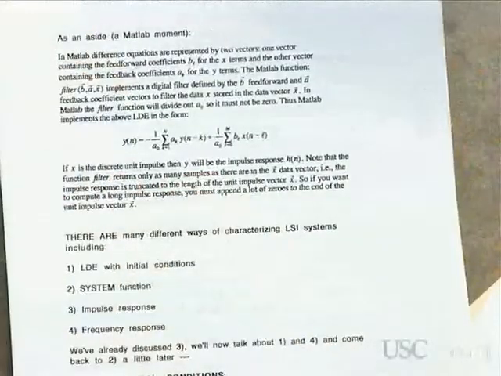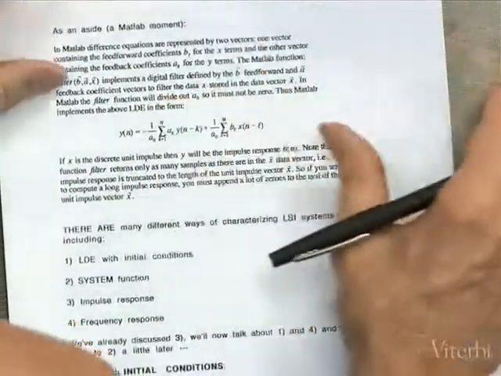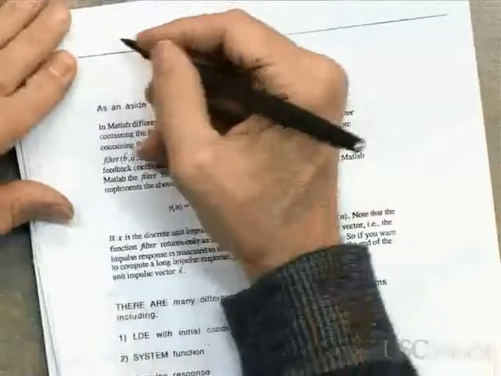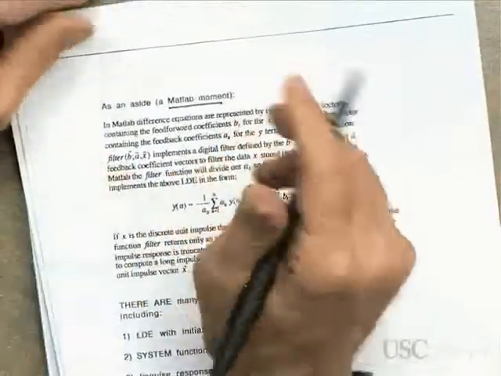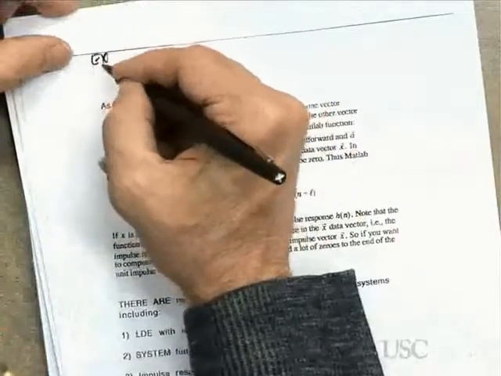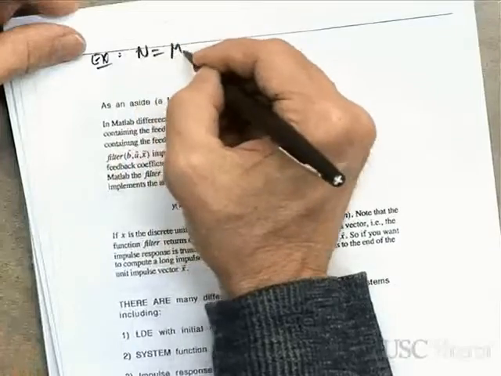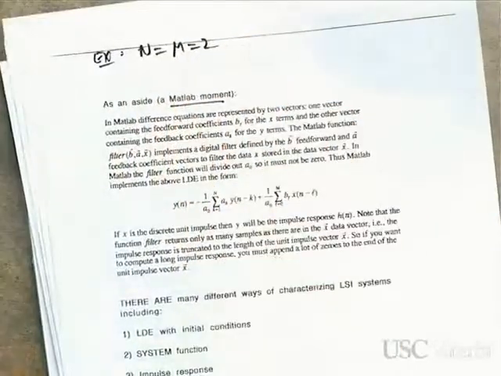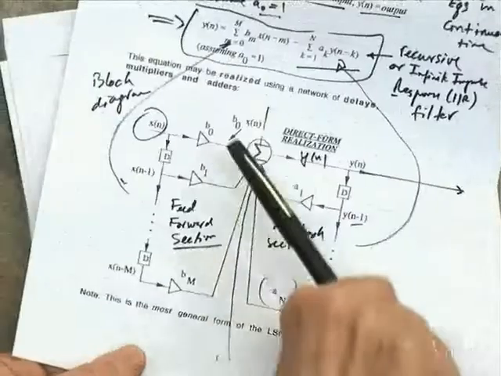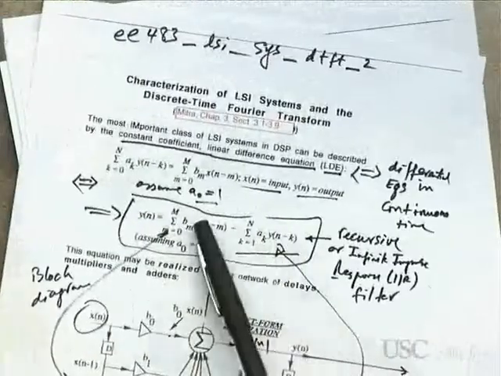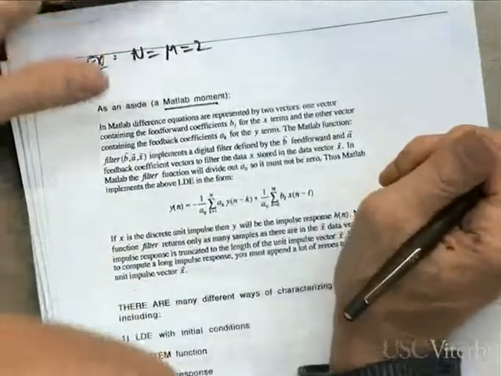I will just end the lecture by mentioning what I call here a Matlab moment. Just want to point something out to you real quick, and then we'll call it quits. Here's an example. N equals M equals 2. So I have basically 2 of the feed forward terms. This sum has just 2 terms, and this sum has 2 terms. So let's take a look.